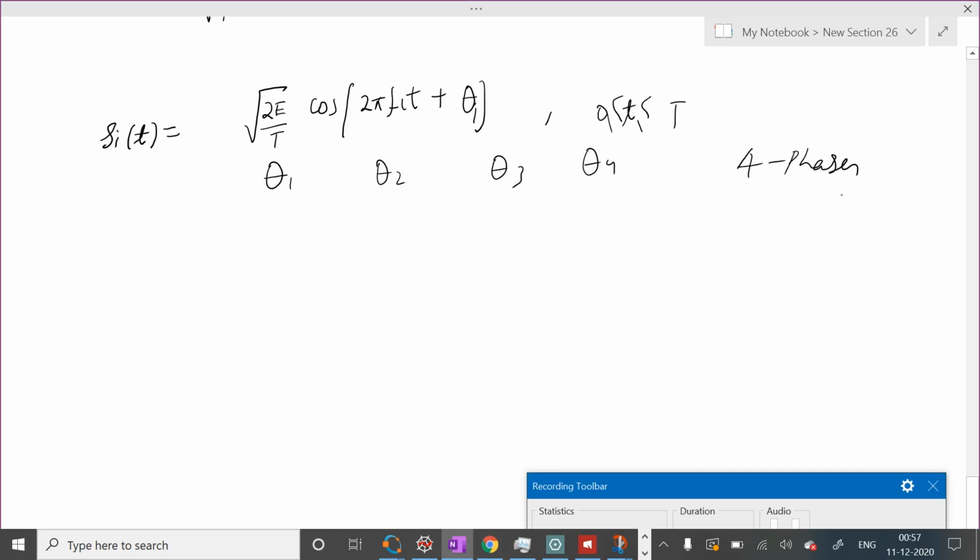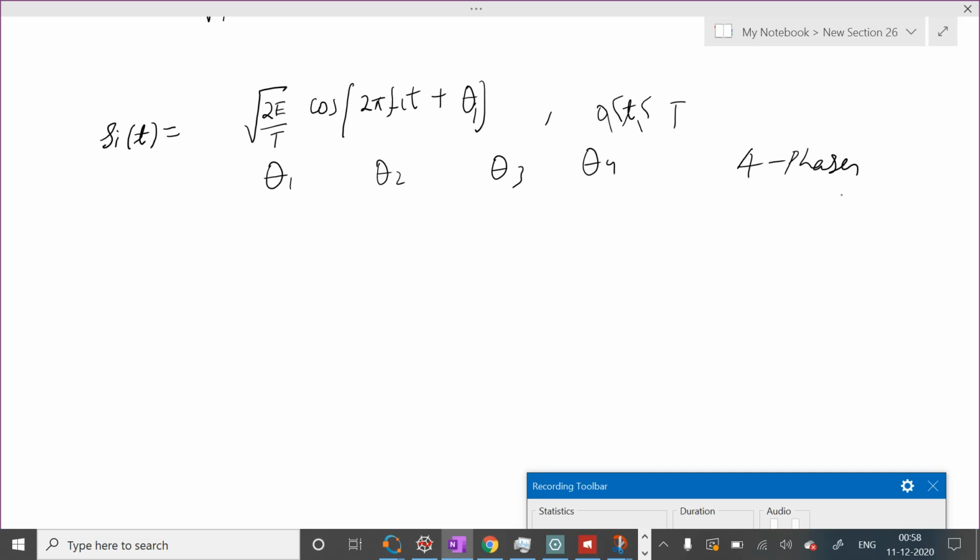So if I take theta 1, I will get 1 signal. If I take theta 2, I will get 2 signals. If I take theta 3, I will get third signal. Similarly 4 signals. Mind it, remember, for BPSK we had chosen 2 phases, so we just got two signals, and hence we were able to represent either binary 0 or binary 1.